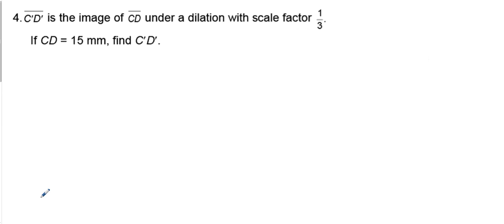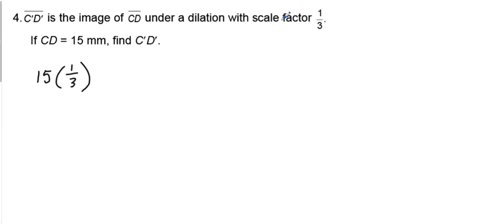All right, next up. Number 4 says line segment C prime D prime is the image of line segment CD under a dilation with scale factor 1/3. If CD equals 15 millimeters, find C prime D prime. Now, C prime D prime is what happens after we dilate CD. And we know that our scale factor is 1/3, so we're simply going to take 15 millimeters and multiply it by the scale factor 1/3.